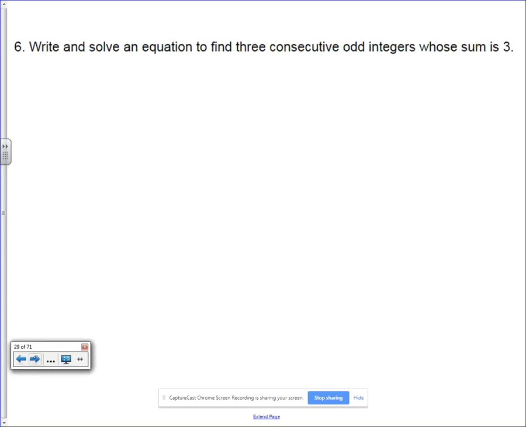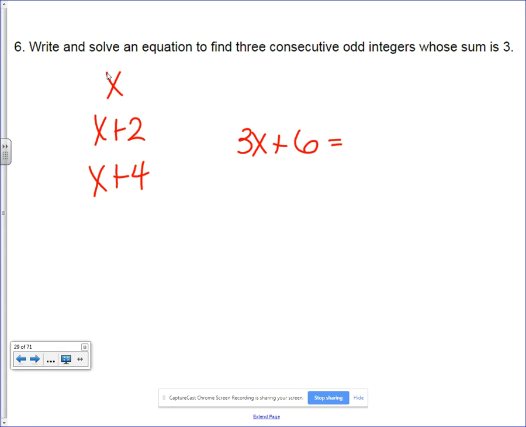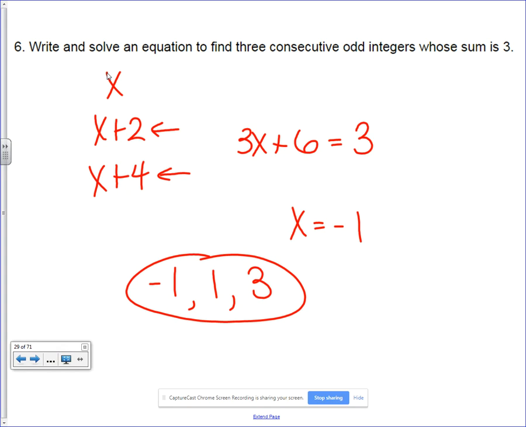Last one for us here. This time I have 3 consecutive odd integers. Well, odd integers are 2 apart. If I sum those, it looks something like that. I want their sum to be 3. If you solve this, you should get that x is -1. So that's my first integer. If I add 2 to it, I get +1. If I add 4 to it, I get +3. So those would be my 3 consecutive odd integers.